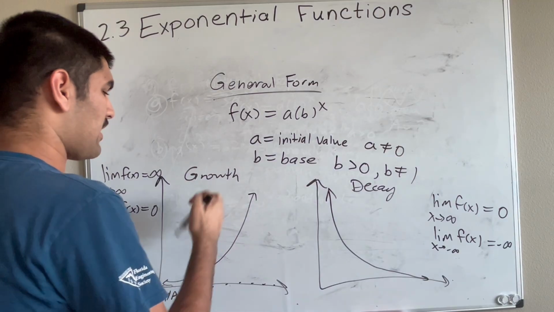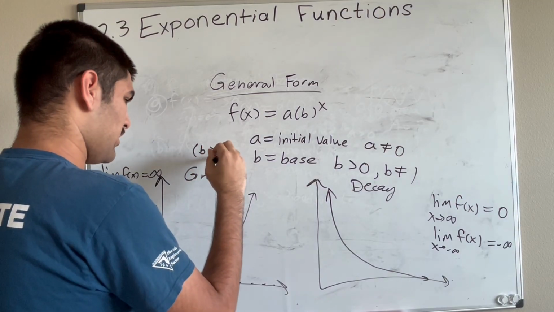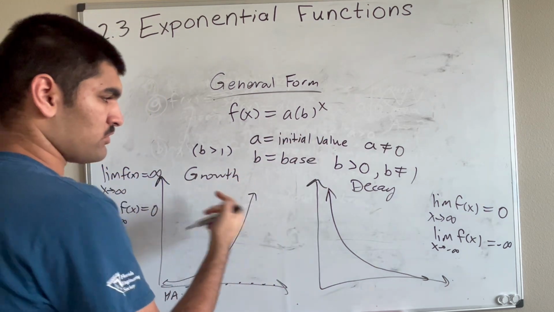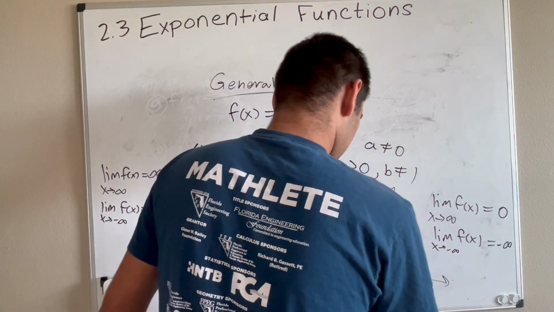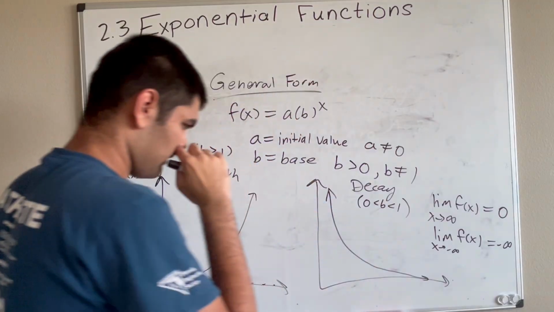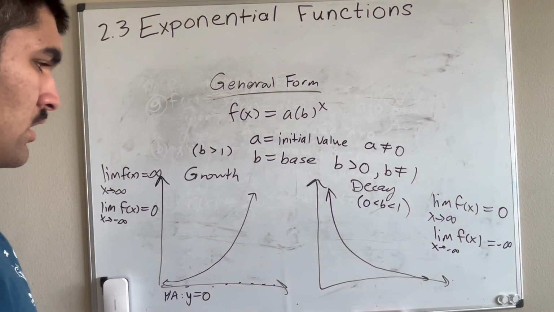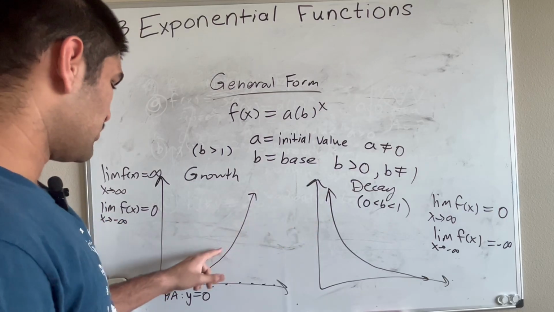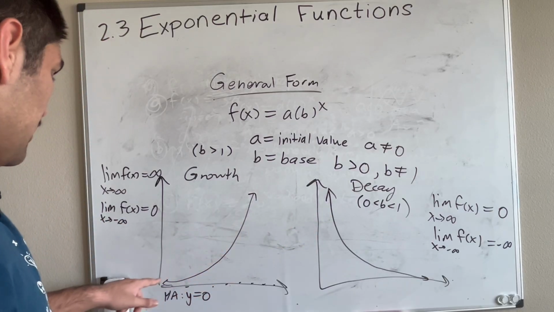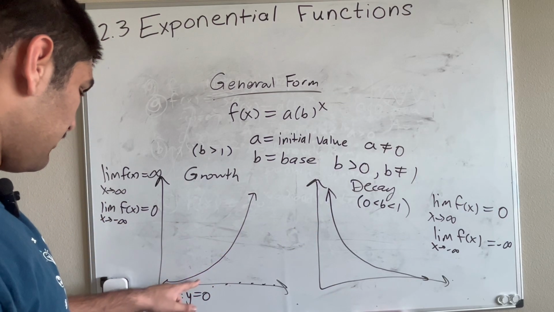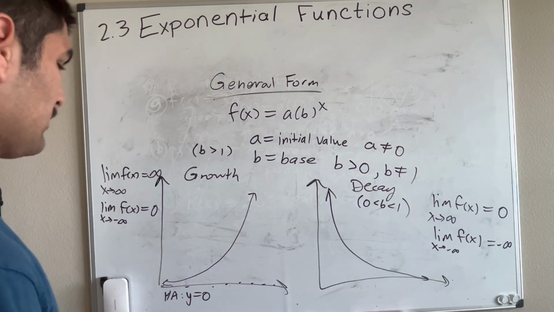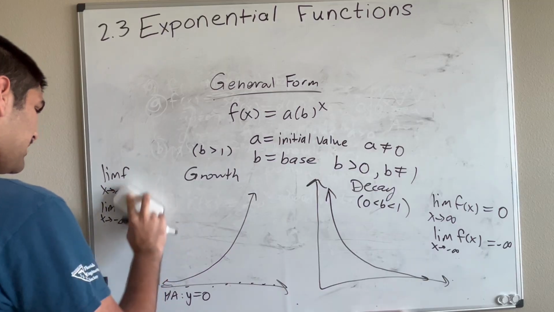Also, growth happens when b is greater than 1. So when your base is bigger than 1, that's when you have growth. And then decay is when b is between 0 and 1. And one last thing to note is that exponential functions are 1-to-1, right? For every input value, there's exactly one output value. So that's just a good thing to keep in mind. Now let's do some practice problems.